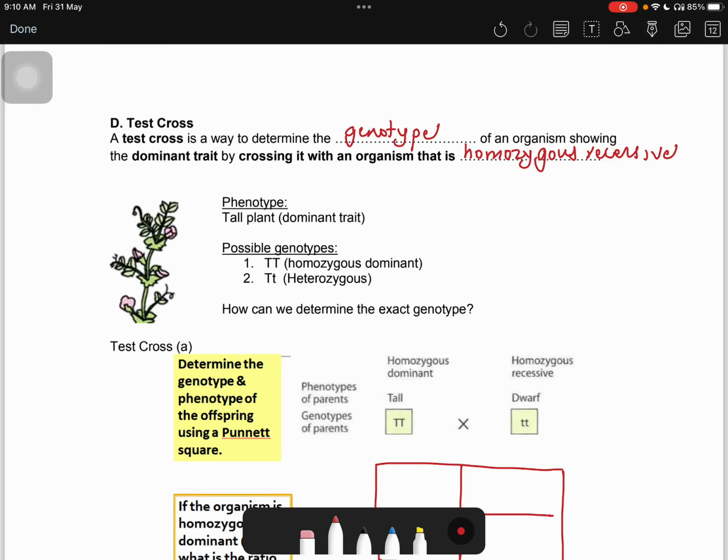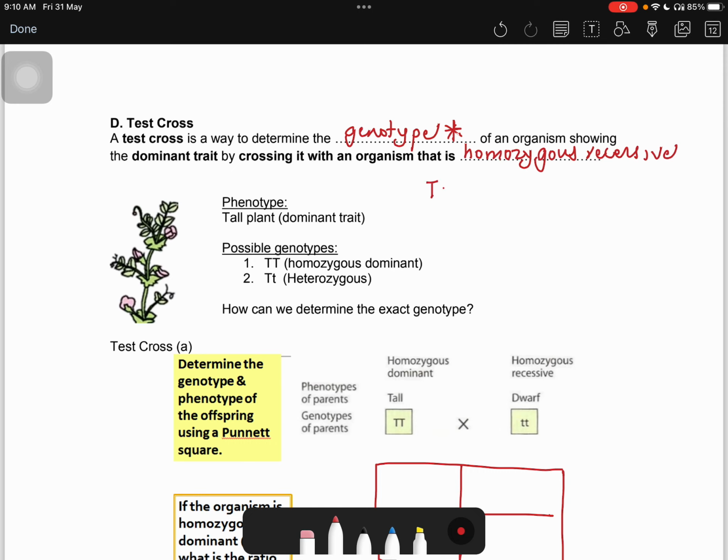The last thing I want to touch on is the idea of test cross. We can also use genetic diagrams and Punnett squares to work backward to determine the genotype of an organism that shows the dominant trait by crossing it with a homozygous recessive organism. What do I mean by that?